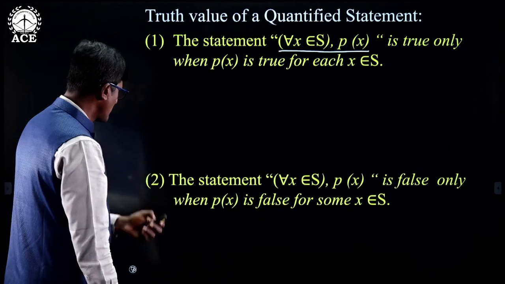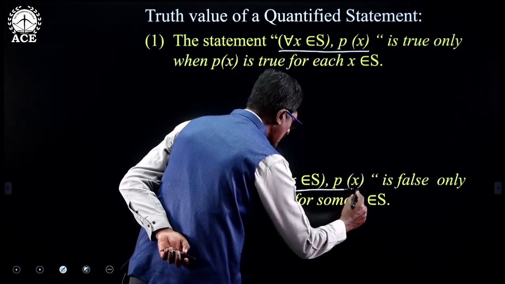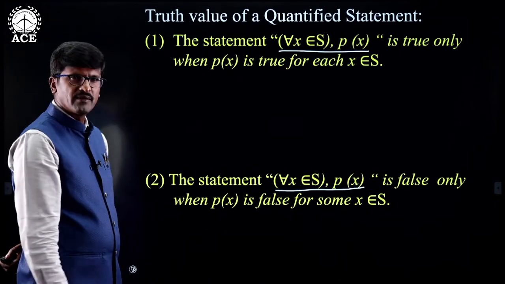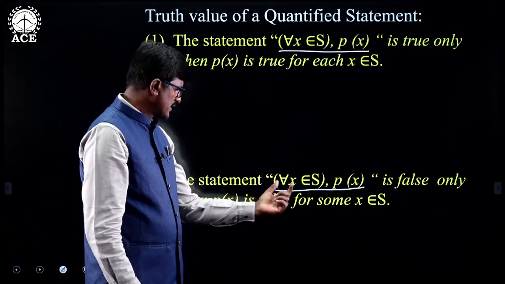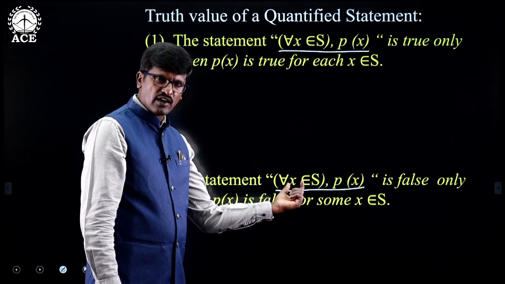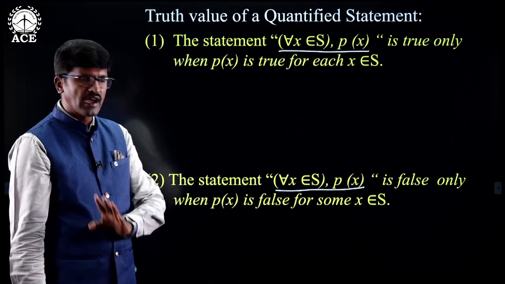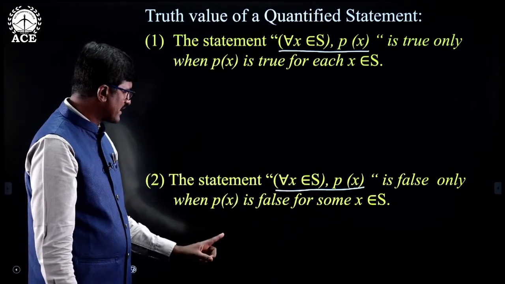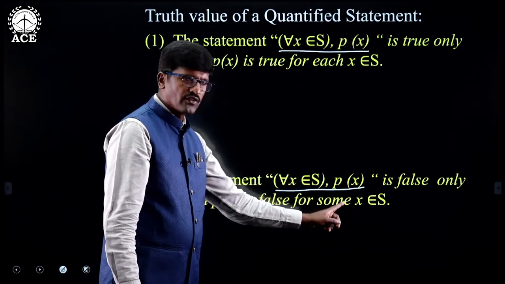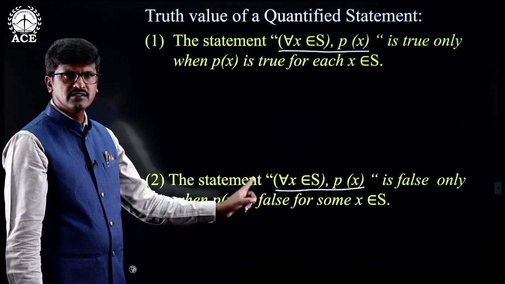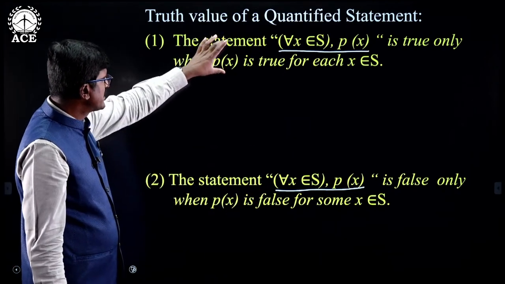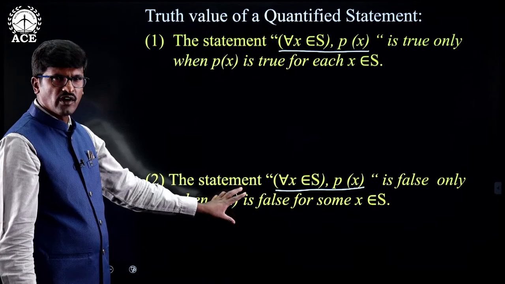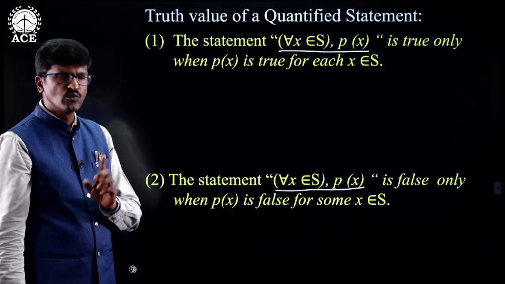And the next one is the statement: for all x belongs to S, P of x is false only when P of x is false for some x belongs to S. So if you want to prove that this universal quantified statement is false, just take at least one element and prove that this statement is false. One element means take one value from the universe S. For that value, if P of x is false, then the total quantified statement is false. So this quantified statement is true when P of x is true for every value of x, and false when P of x is false for at least one value.